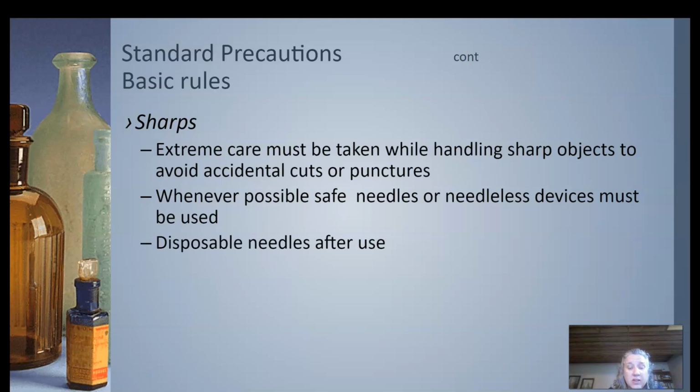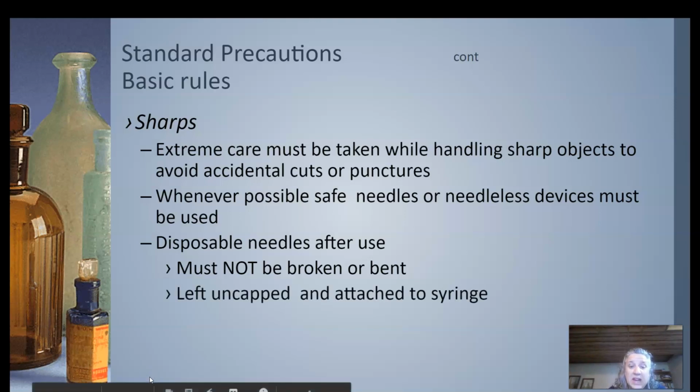Dispose of needles after use, so they have to go right into the sharps container. You don't want to put them down onto the bedside table or onto somebody's bed, because that's when accidents can happen. And with the needles, you want to make sure the needle is not broken off or bent. It needs to be left uncapped and attached to the syringe. So you do not put the cap back onto the needle. If you try to put the cap back onto the needle, that's when something could happen and you may get a needle stick.